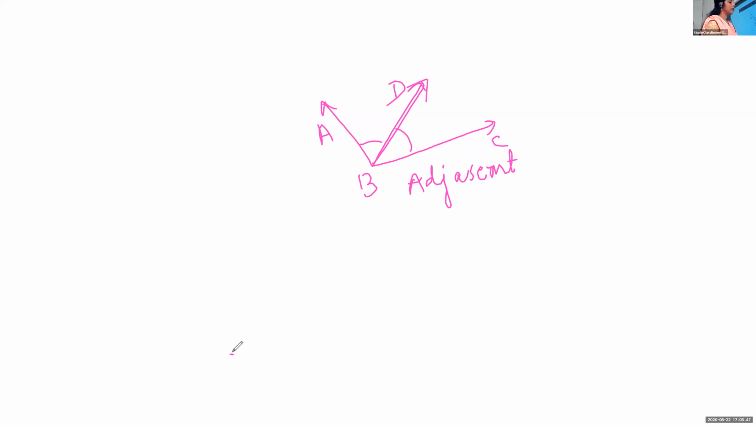But when we study adjacent angles, we have to know about linear pair. Okay. Linear pairs are adjacent angles, but there is one speciality. What is that speciality? That name itself, linear, has that speciality.